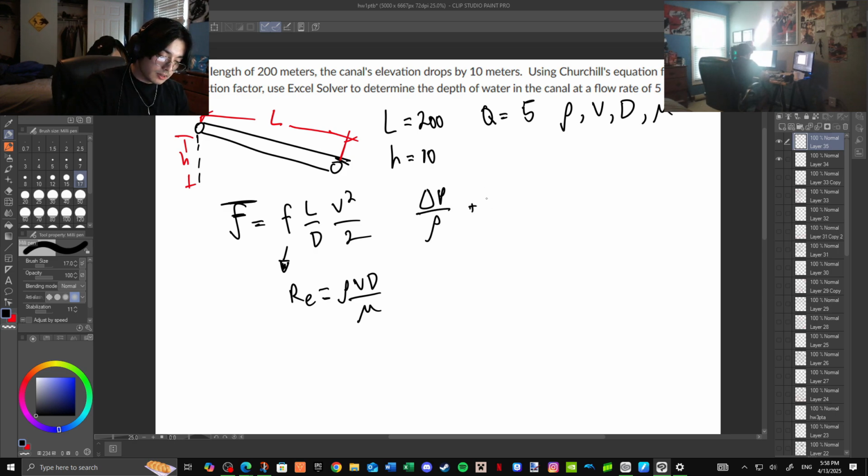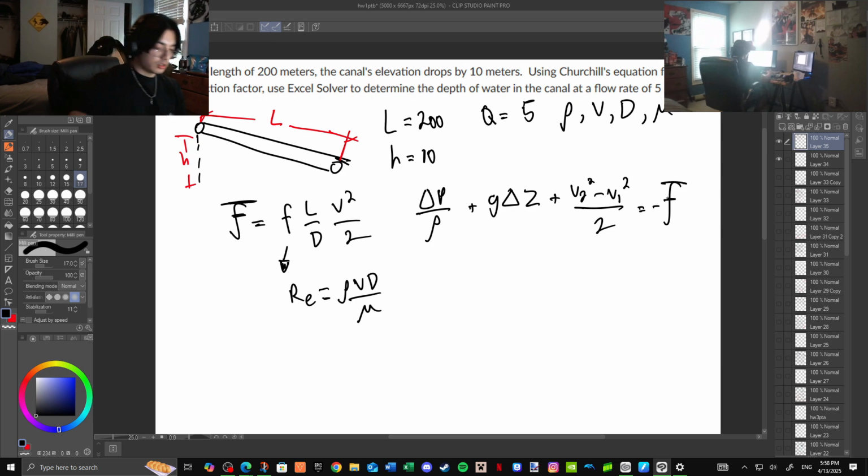Now we're going to apply Bernoulli's equation into this. So it would be this g delta Z plus kinetic energy, v squared over 2, equal to negative frictional heating. And so in this case, both points of the canal, both the inlet and the outlet, are exposed to the environment. So this will be 0, and this will be 0, since these two variables are the same at both points. So you're left with the potential energy is equal to negative frictional heating.